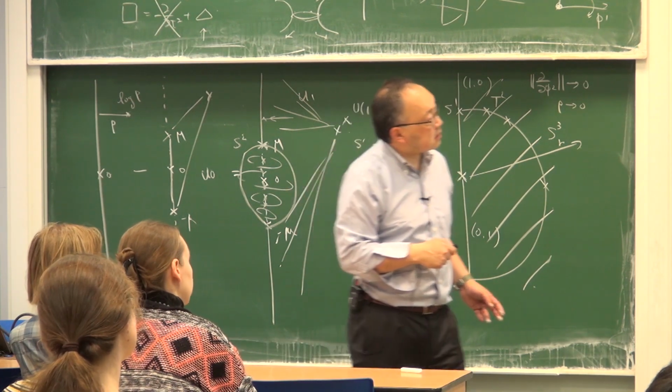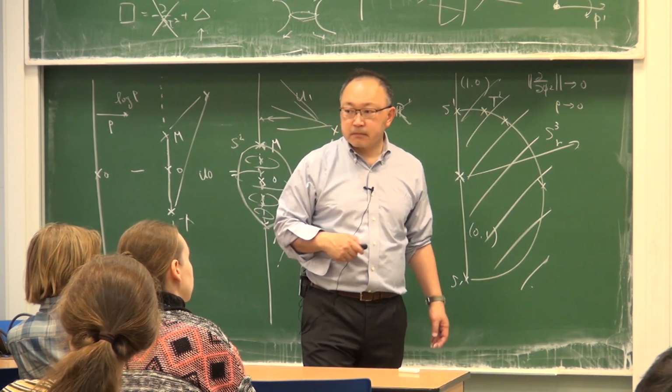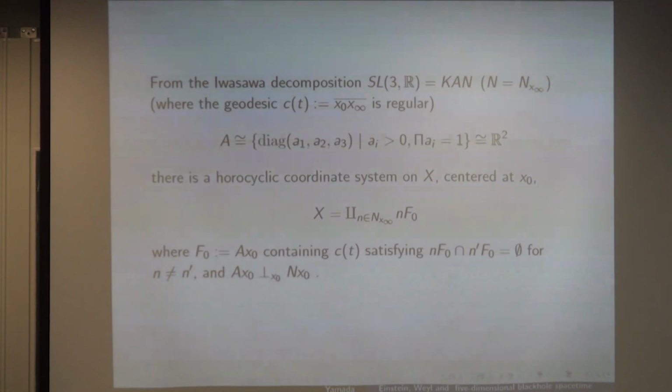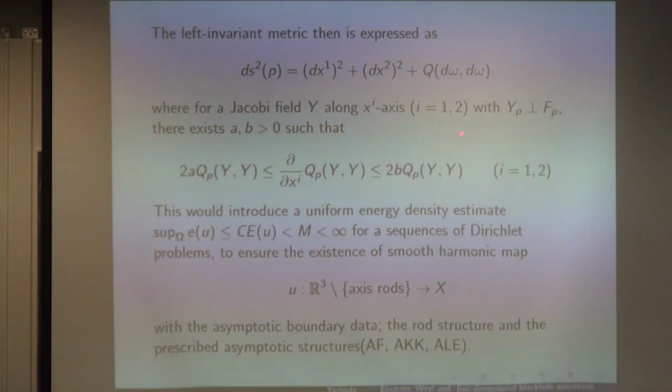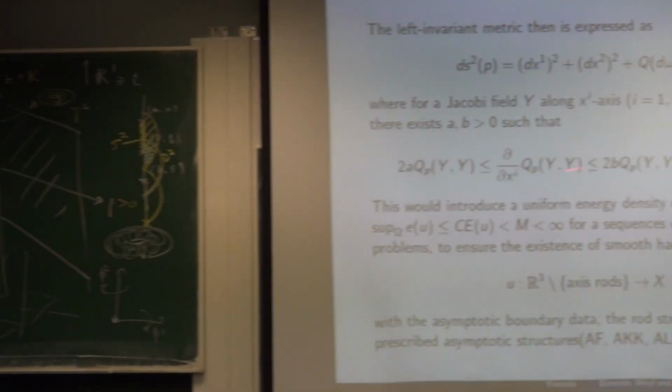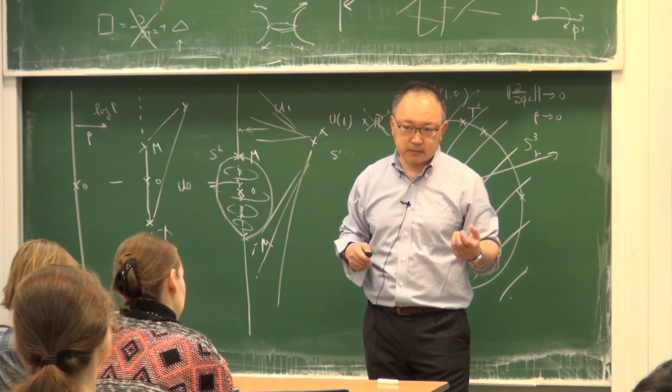N is the parabolic subgroup. Unipotent, yes. Using that, this is the metric on the flat direction of flats, and this is the direction perpendicular to that, and we needed to get estimates on the Christoffel symbols. We had to show that the Christoffel symbols don't blow down or up, and that gave us control over the behavior of a harmonic map.